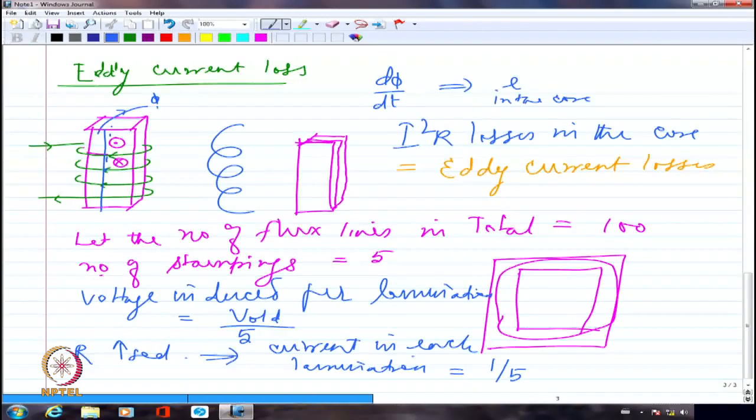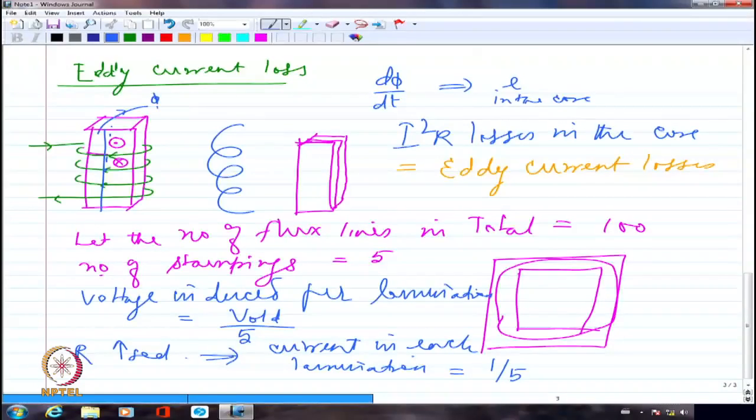If the overall current has decreased to at least 1/5 or even more, I am definitely going to have I square R losses also decreased, without interrupting the flow of flux lines. The flux lines are still flowing through every lamination without any problem. Are you getting this point? So basically, we are looking at reducing, not completely eliminating, the eddy current losses by making the core made up of several stampings or laminations which are separated from each other with the help of some kind of insulator like varnish.